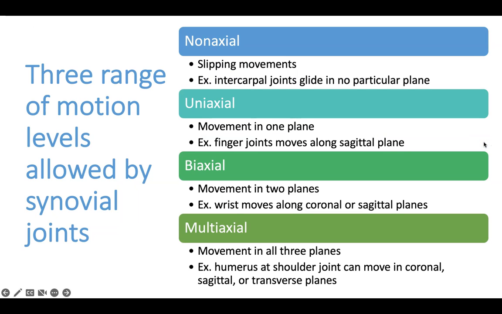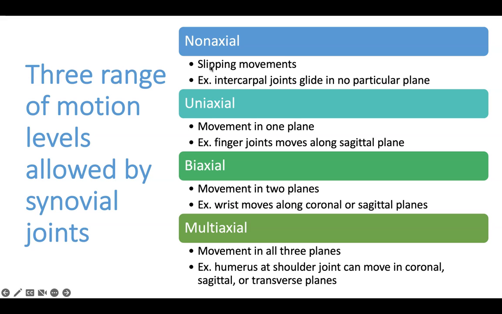So let's get started. We can look at 4 different levels of motion that are allowed at synovial joints. I know it says 3 here. It's basically only considering uniaxial, biaxial, and multiaxial, and that's because at non-axial joints, there's very limited motion. But I'll be honest with you, I consider 0 to be a level of that range of motion. So again, non-axial, it's just going to be minor slipping movements.